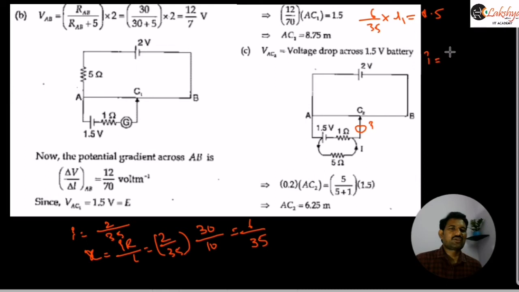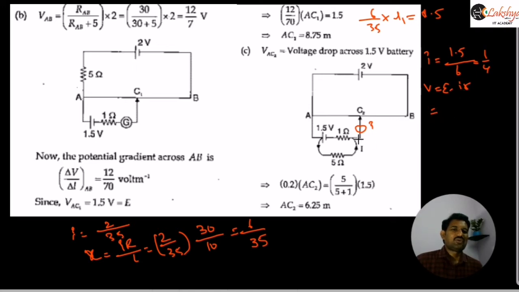So that current we can write as 1.5 by the total resistance in this circuit, which is 6, right? So that is 1 by 4 amperes. And now this terminal voltage I am writing here. That means the terminal voltage is nothing but the potential difference to be balanced here. So the terminal voltage we can write as V is equal to E minus IR.